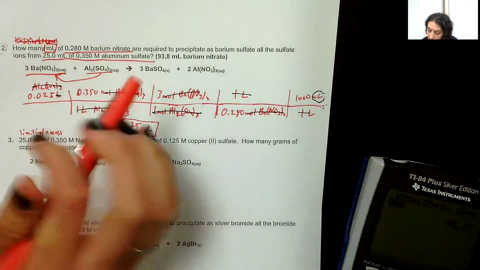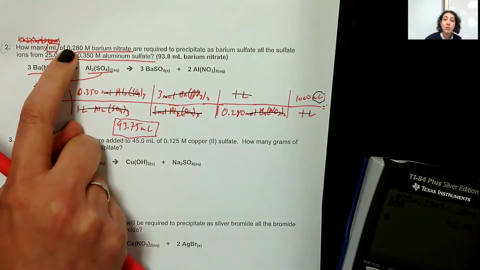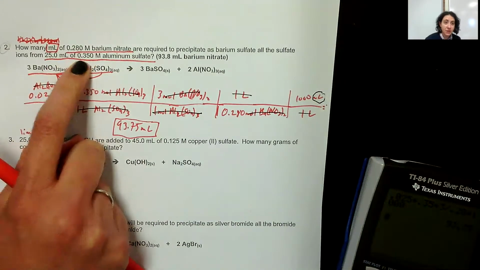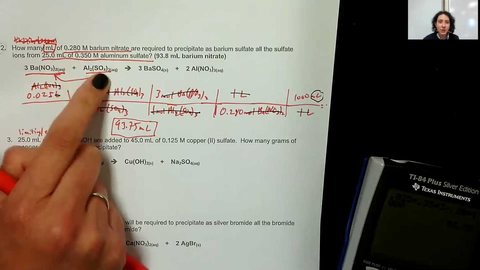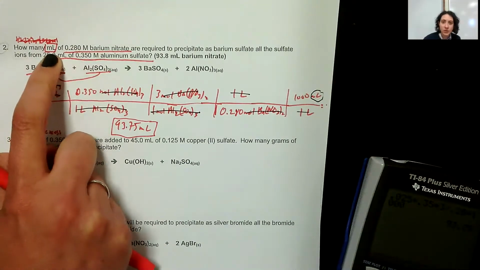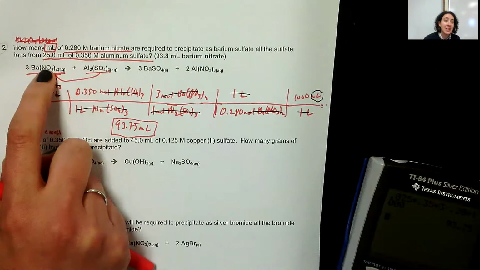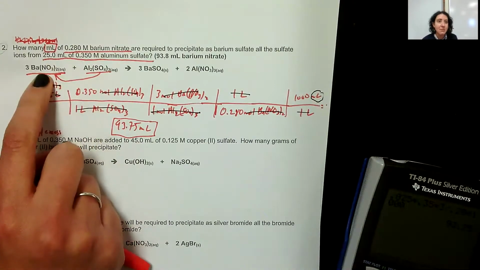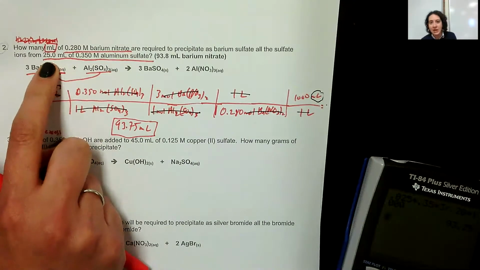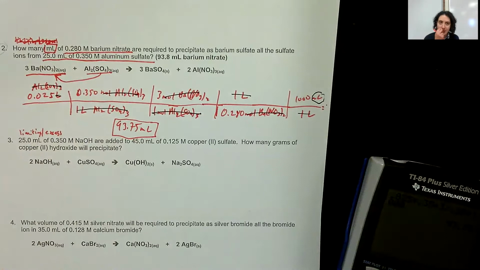Yeah, I think so, because the concentration of the barium nitrate was lower than the aluminum sulfate. So even if it were a 1-to-1 ratio, we would need a little bit more than 25. But being that we need 3 times as many moles of barium nitrate, we're going to need 3 times as many milliliters. So we're looking at least 75 milliliters. And 93 makes perfect sense because we need a little extra. Okay, so that's that kind of problem.